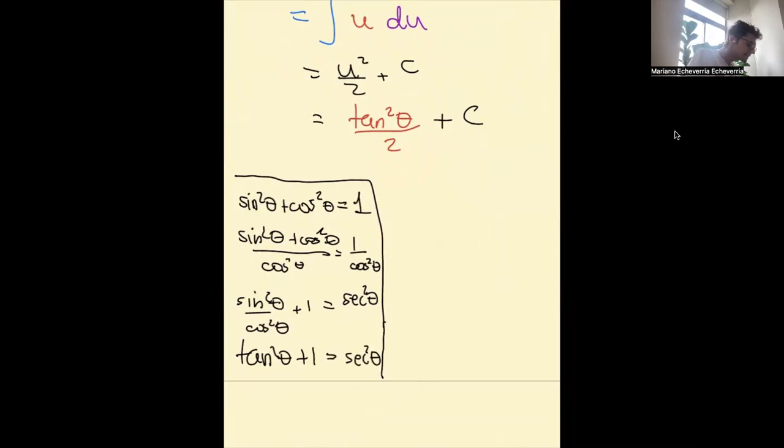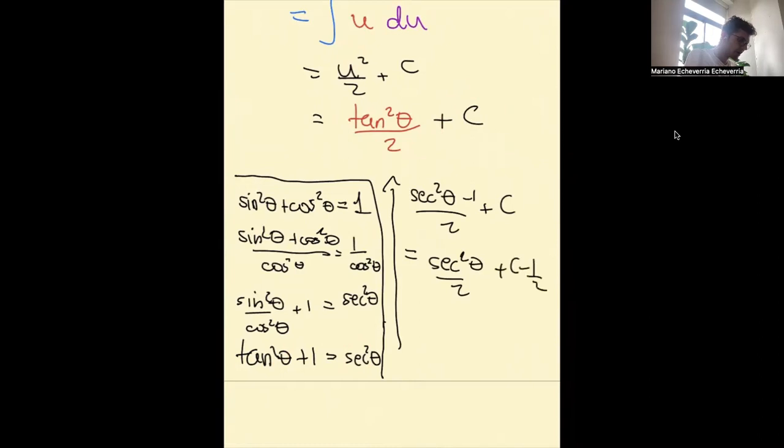So what that really says is that tangent square and secant square are essentially the same function except for a constant. And so that's another reason why. If you want to do this, you can say that this is secant square of theta minus 1 over 2 plus c, right? And so you get secant square of theta over 2 plus c minus 1 half.